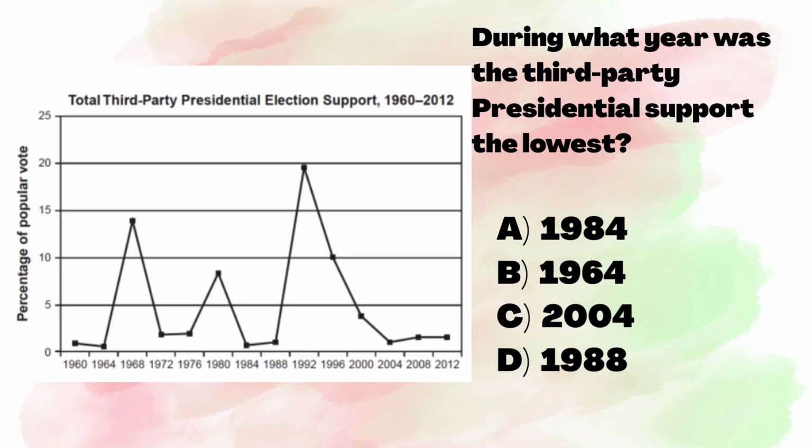During what year was the third-party presidential support the lowest? A. 1984. B. 1964. C. 2004. D. 1988. The correct response is B. 1964.